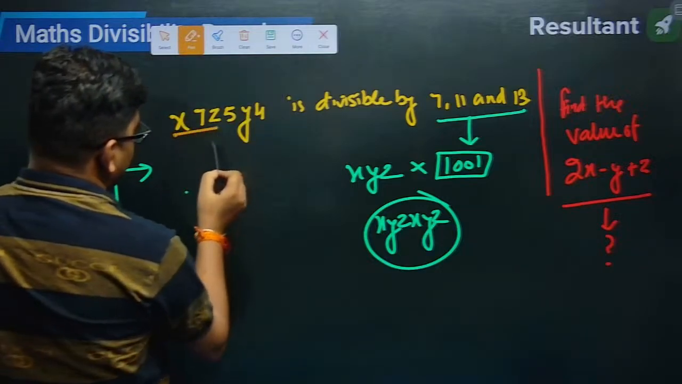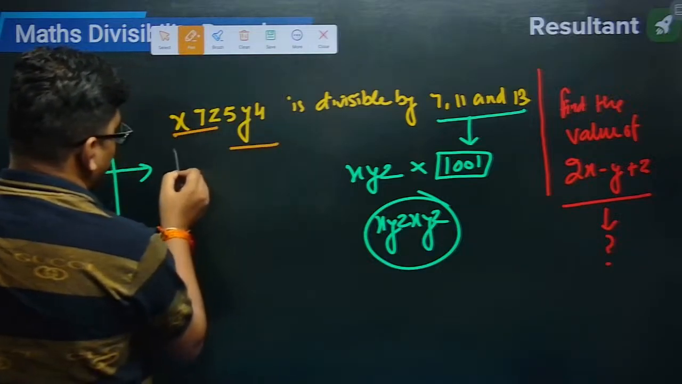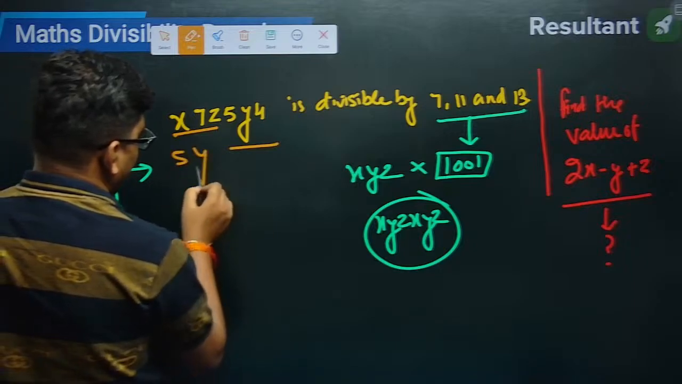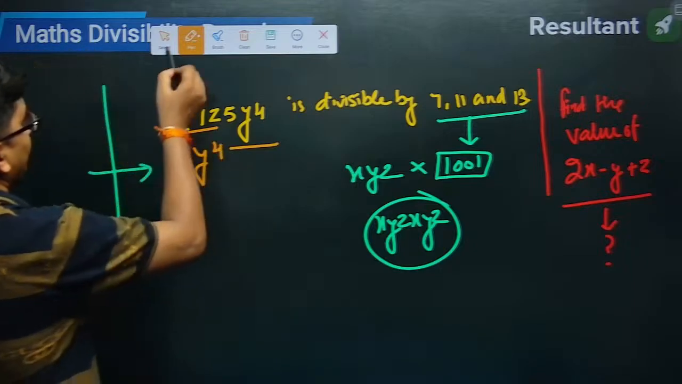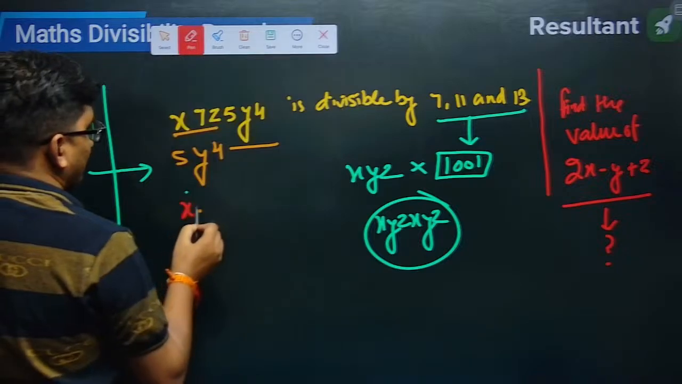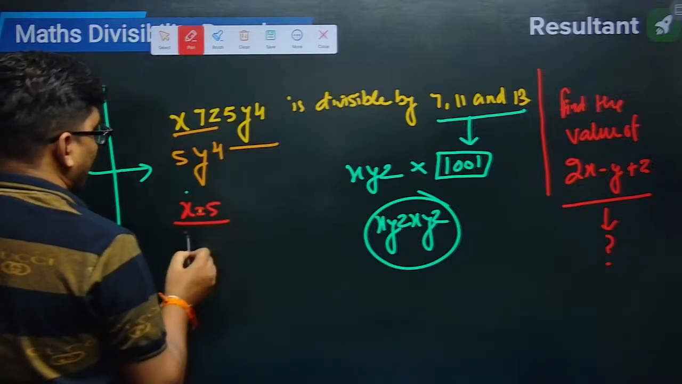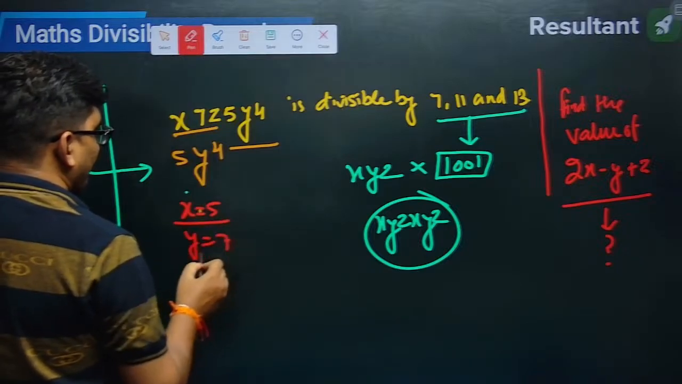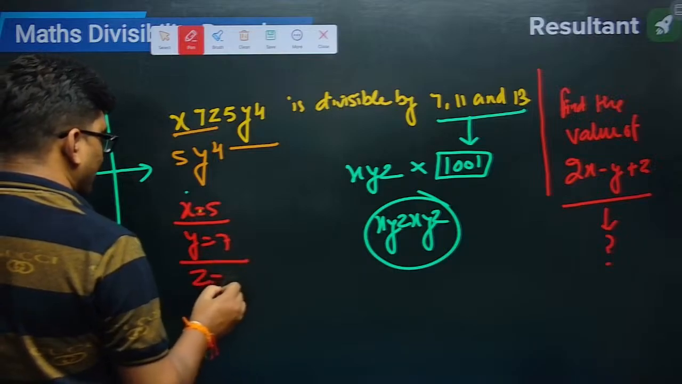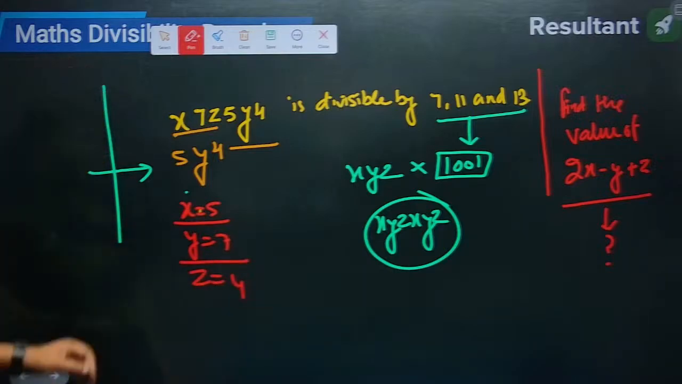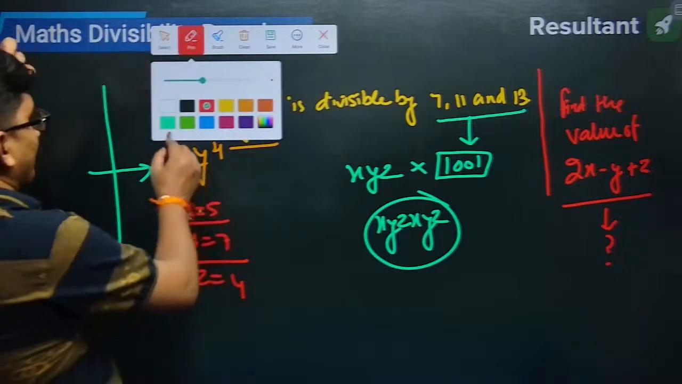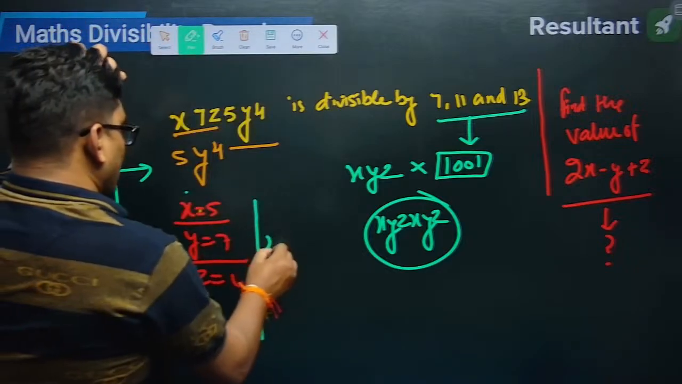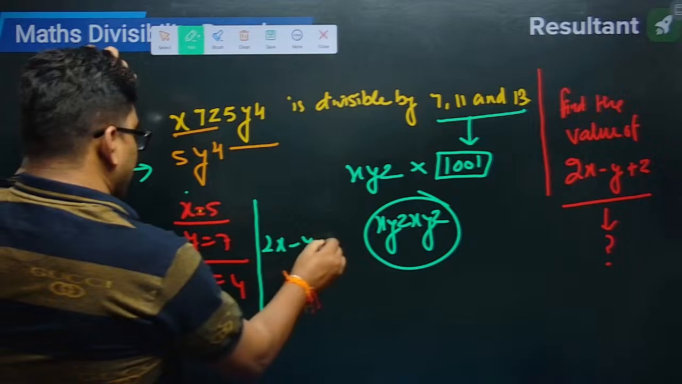It is x, y, z, and it is also x, y, z. So put the value here: x, y, and 4. This is same. The value of x will be 5, value of y will be 7, and value of z equal to 4. The examiner wants to know the value of 2x minus y plus z.